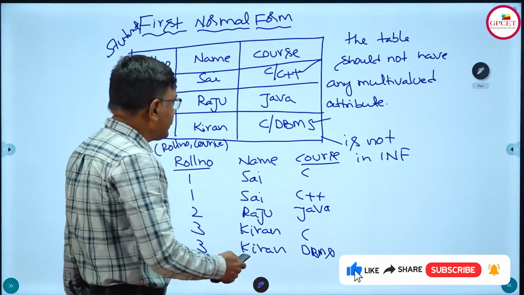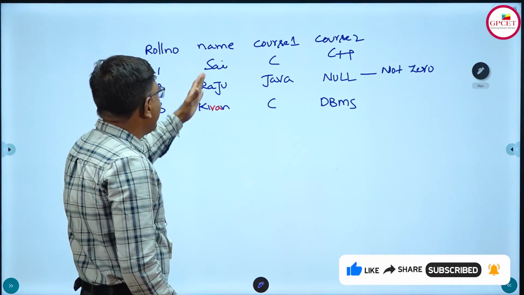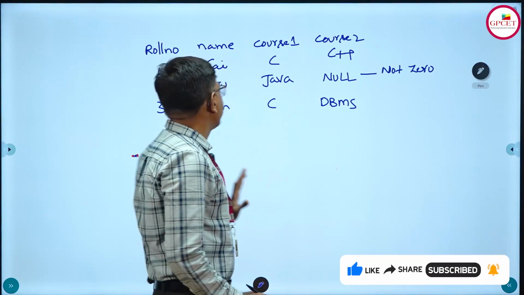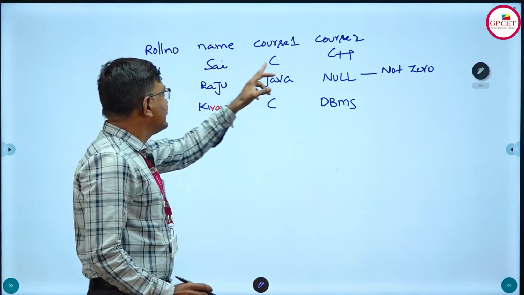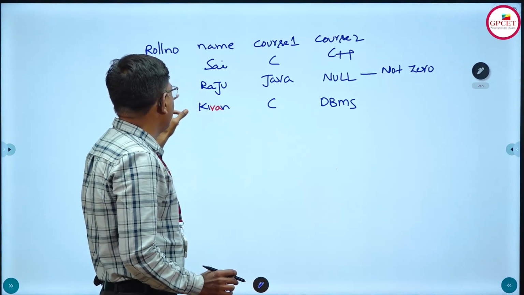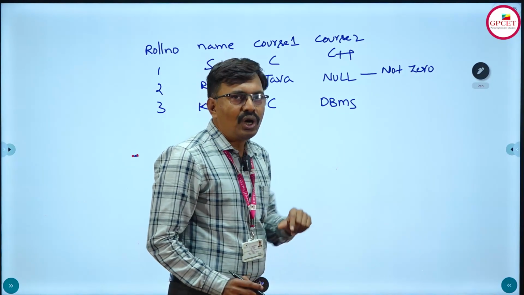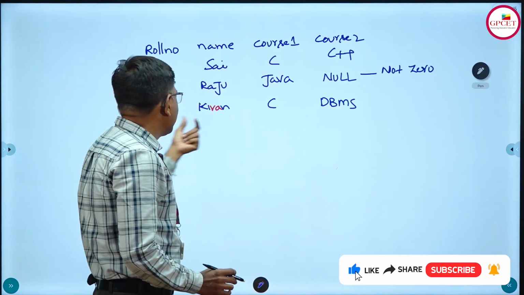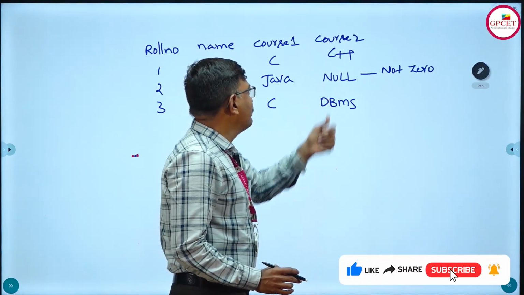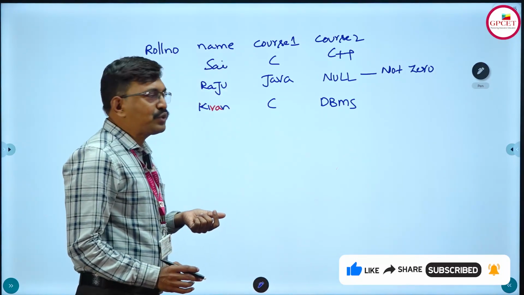And what about the next one? Solution 2. Observe here: roll number, name, course 1, course 2. Then 1 Sai, course 1 C, course 2 C++. According to our table, second Raju, Java, and a null value. Null value means not 0, but not available. Then third Kiran, course 1 is C, course 2 is DBMS. Clear? This is the second solution.